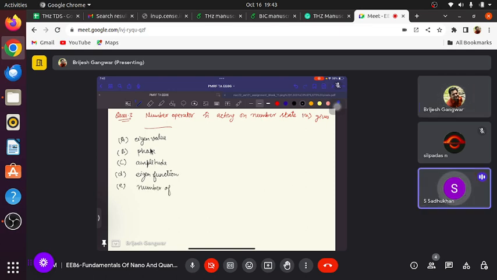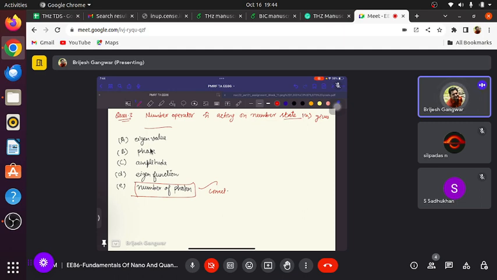Sir, I think here it will be the number of photons. Yes, this will be the correct answer, because this is a number state and when the number operator operates on it, it gives an eigenvalue that is a number. A number operator always gives some number of particles. So here, since they are photons, it will be the number of photons, right?